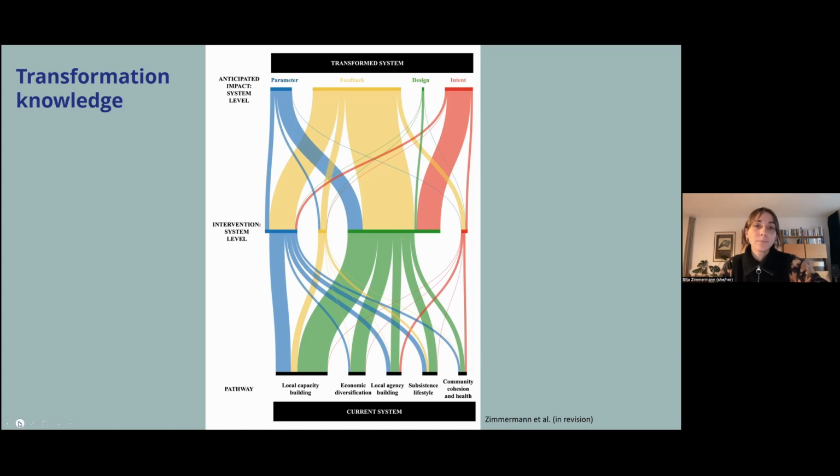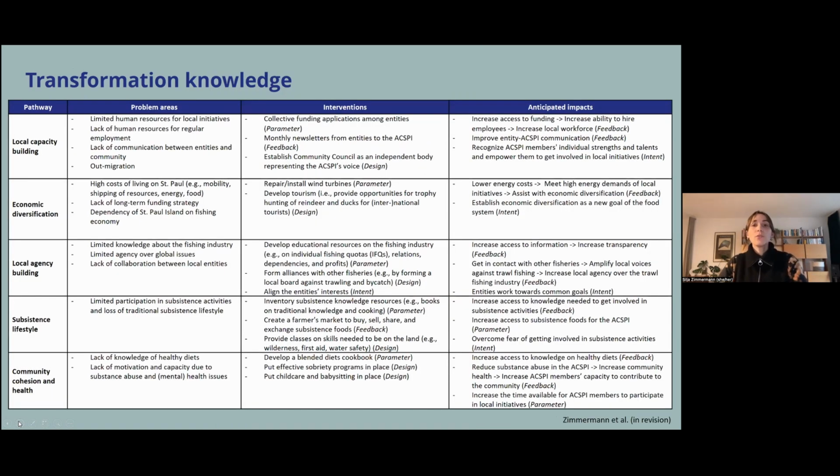Next slide, please. So to give you a bit more of a practical idea of what those interventions are, I brought this table. So here you again see the 5 pathways, the problem areas each of these pathways aims to address, then the specific interventions with which these problem areas will be addressed, and their anticipated impacts on the food system. And next slide, please.